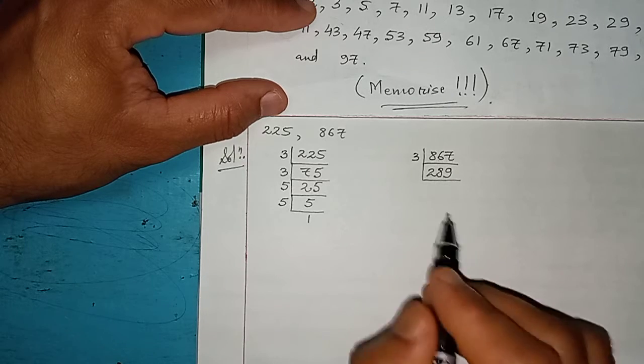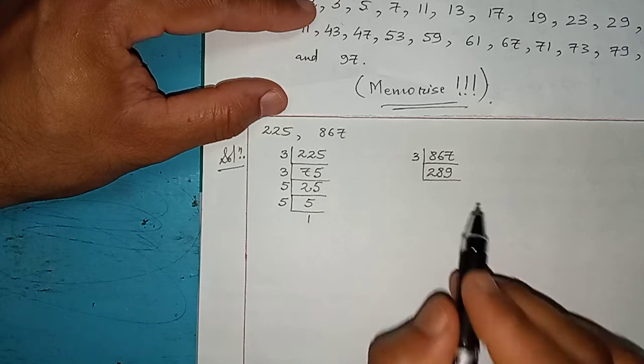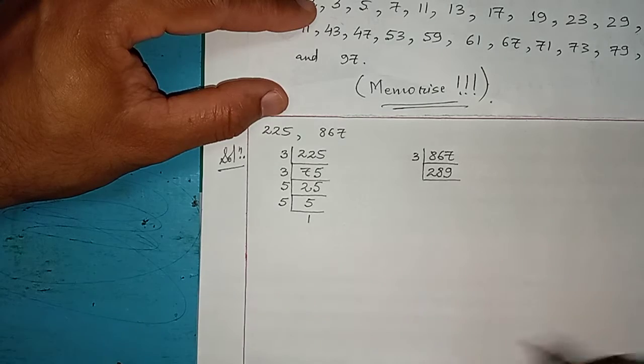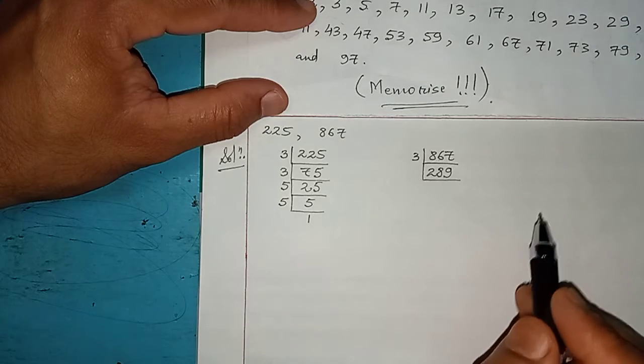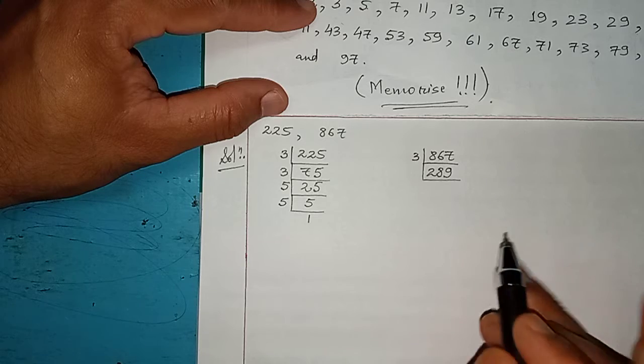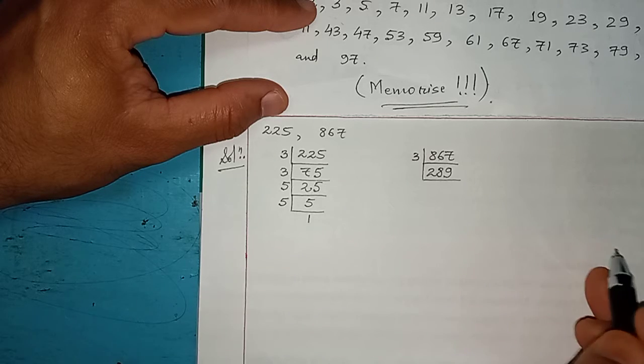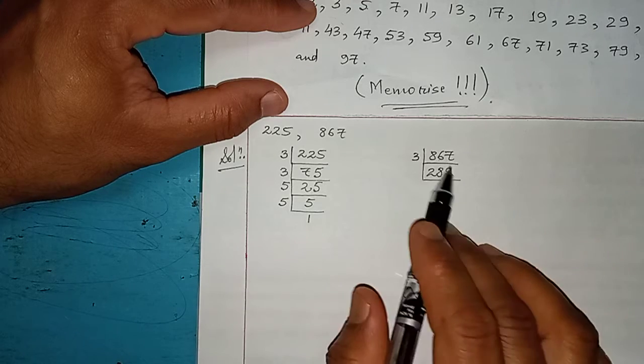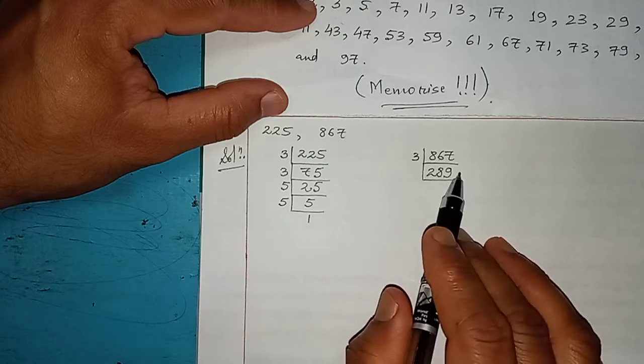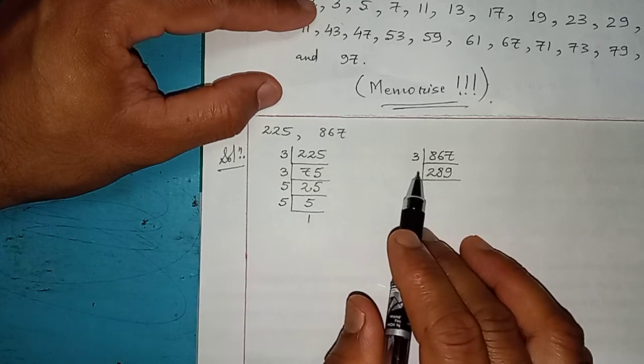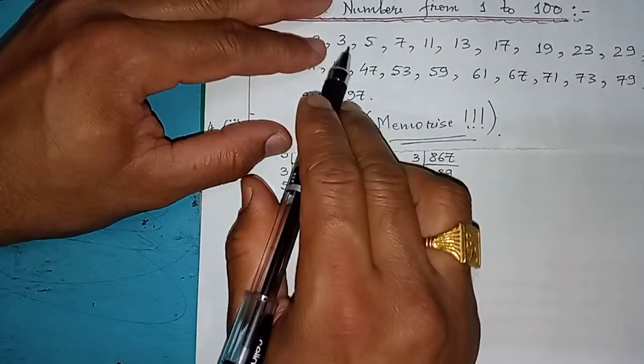Now tell me, does 19 come in the table of 3, or is 19 a multiple of 3? Quickly recall the table of 3. 3 5s are 15, 3 6s are 18, 3 7s are 21. 18 and 21. That means 19 doesn't come. The 19 is not a multiple of 3. That means we cannot divide by prime number 3.